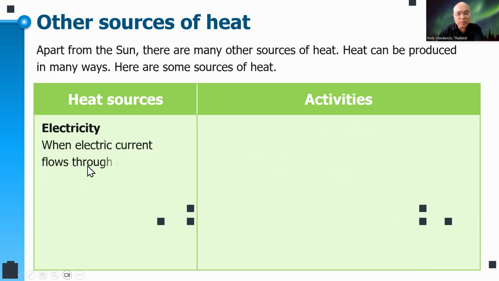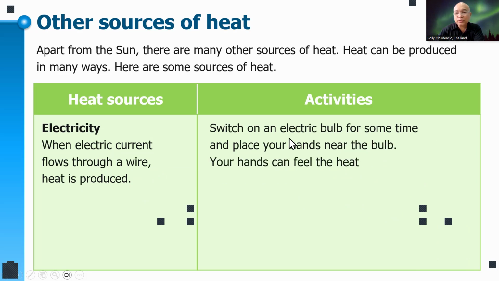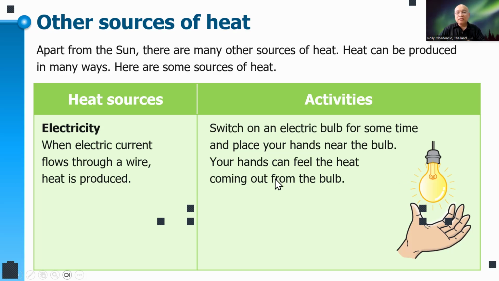Another source is electricity. When electric current flows through a wire, heat is produced. Now switch on an electric bulb for some time and place your hands near the bulb. Your hands can feel the heat coming out from the bulb.